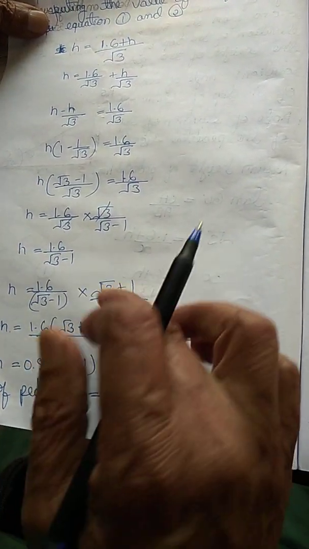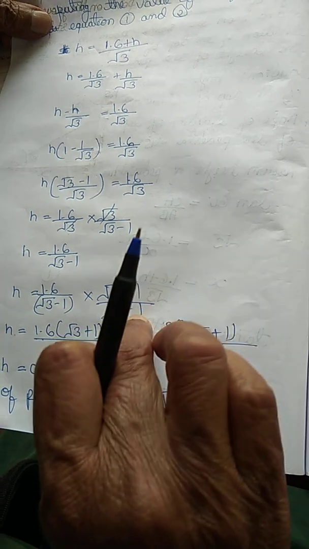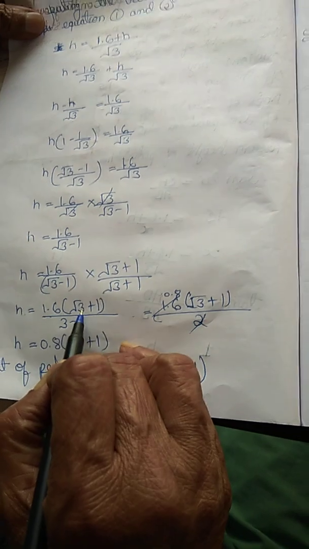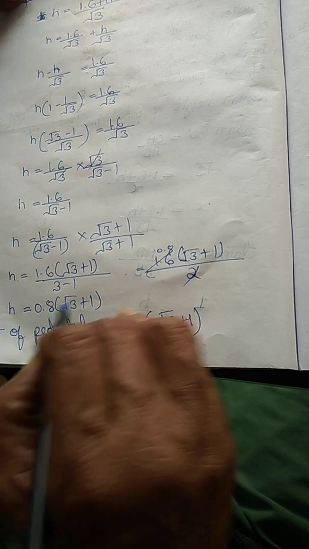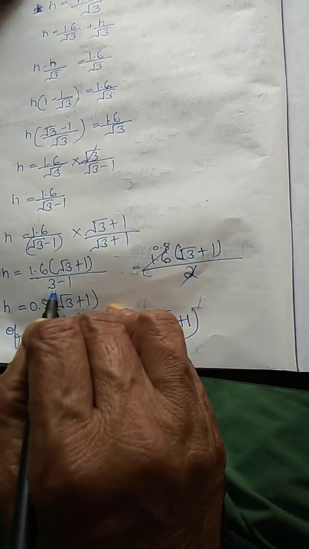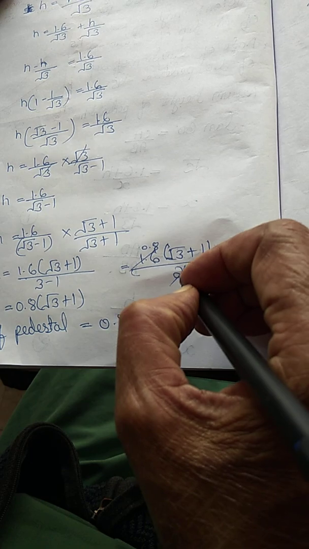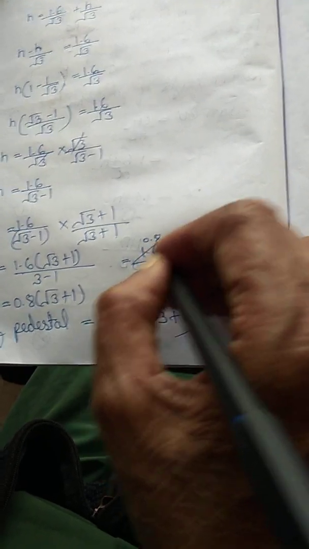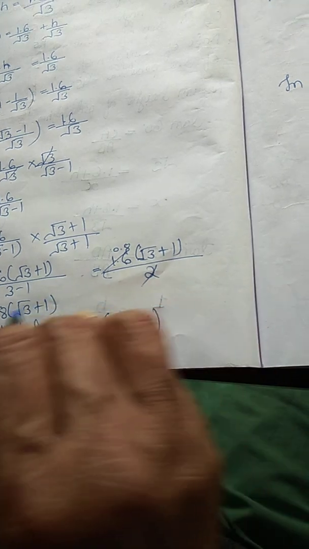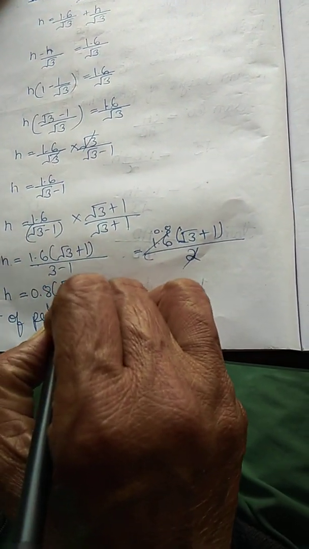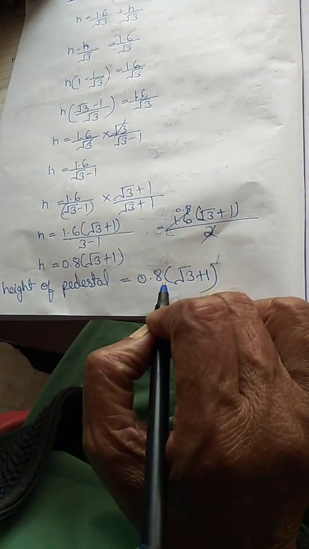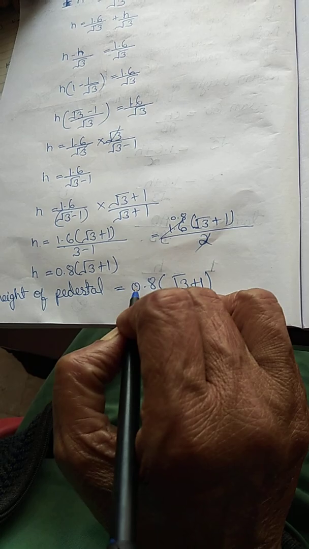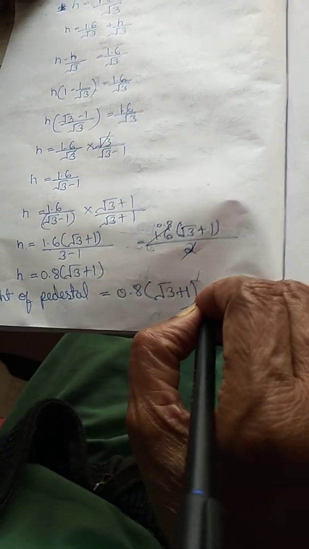On rationalizing, multiply the numerator and denominator by root 3 plus 1. We get 1.6 into root 3 plus 1 upon 3 minus 1. So you get 3 minus 1, 2. 1.6 by 2 is 0.8. We get h is equal to 0.8 into root 3 plus 1. So the height of the pedestal is 0.8 into root 3 plus 1 meter.